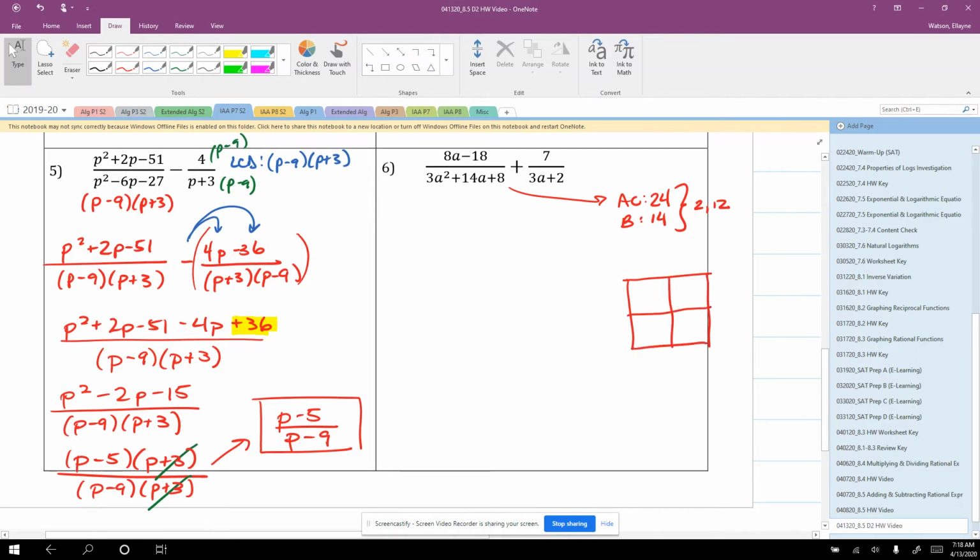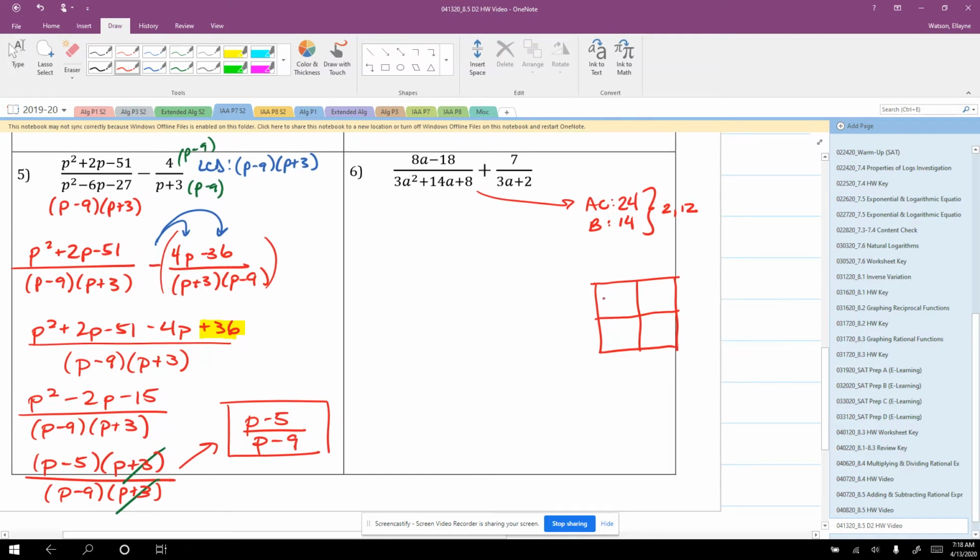All right, and in the box method, first term stays the same, so 3a squared. Last term stays the same, plus 8. I split the middle term, which is 14a, into the two numbers I found up top. So 14a now becomes 2a and 12a.